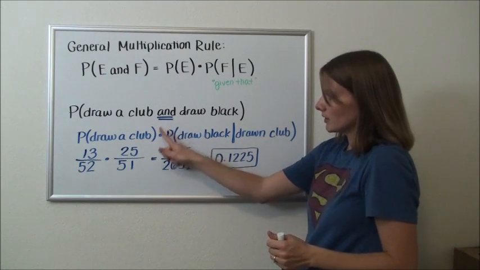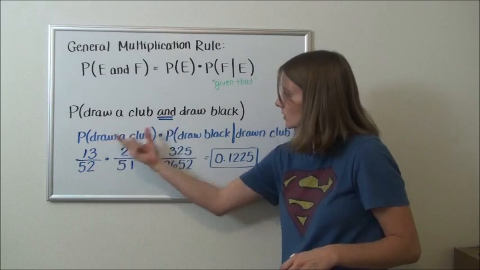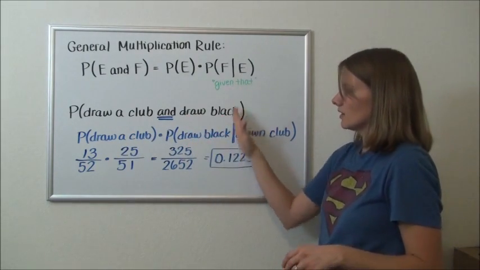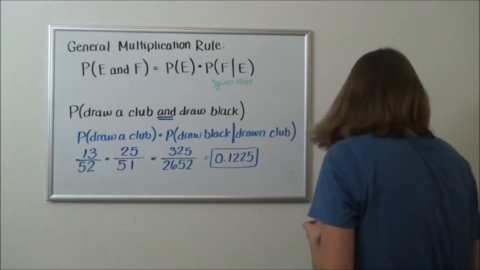So again, big picture, "and" turns into times. The first part stays kind of the same as what we're used to. It's the second part that is conditional upon the first thing already having happened.